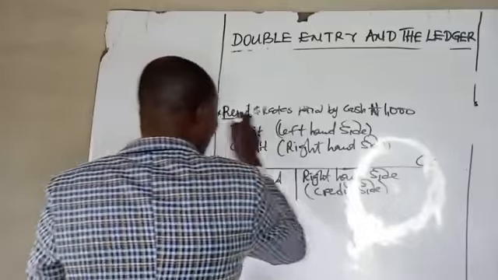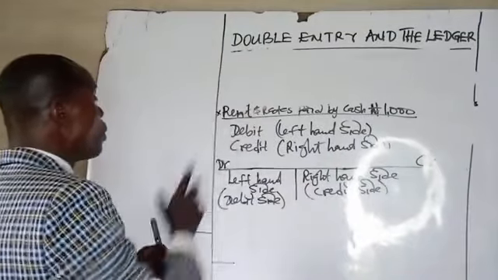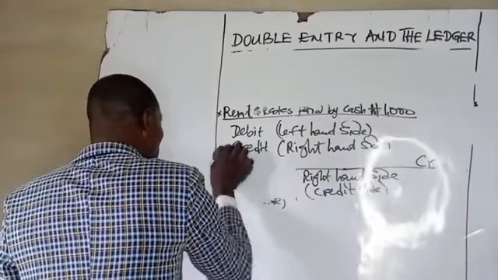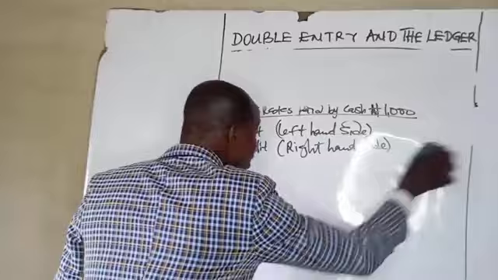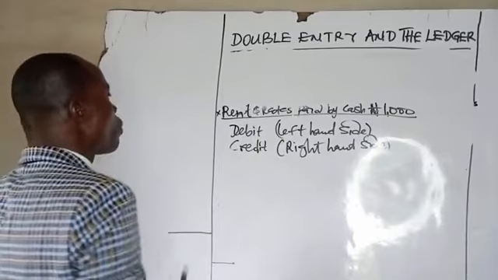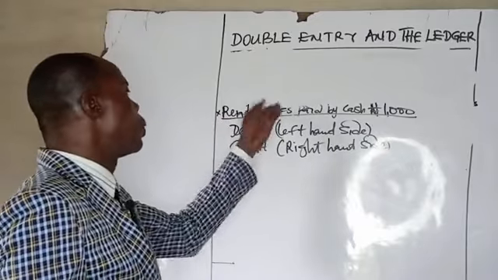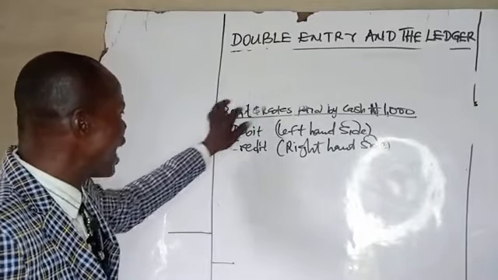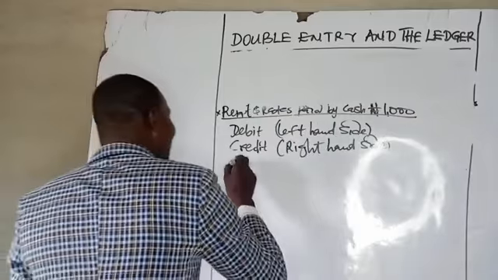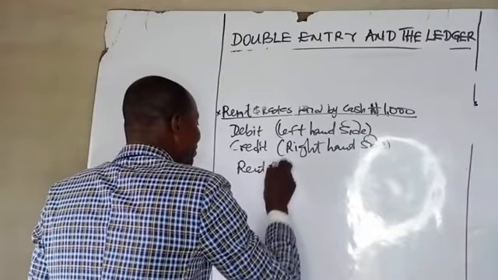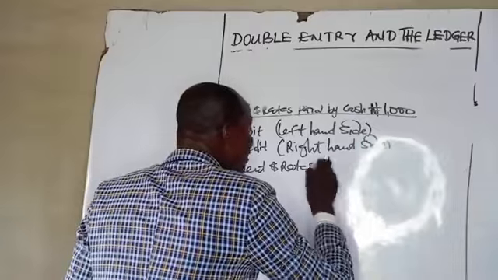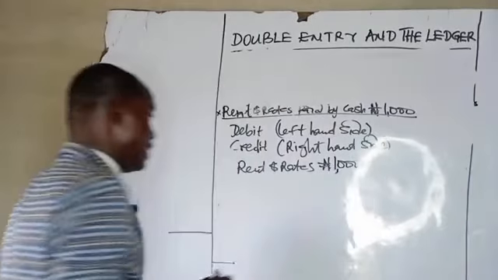Now this is the transaction, and this transaction alone will be recorded in two separate books. The transaction is rent paid by cash. What are the accounts you are going to keep here? Rent and rates paid by cash. So what did you pay for? You pay for rent and rates. So this transaction will be recorded, the sum of 1,000 will be recorded in rent and rates account.